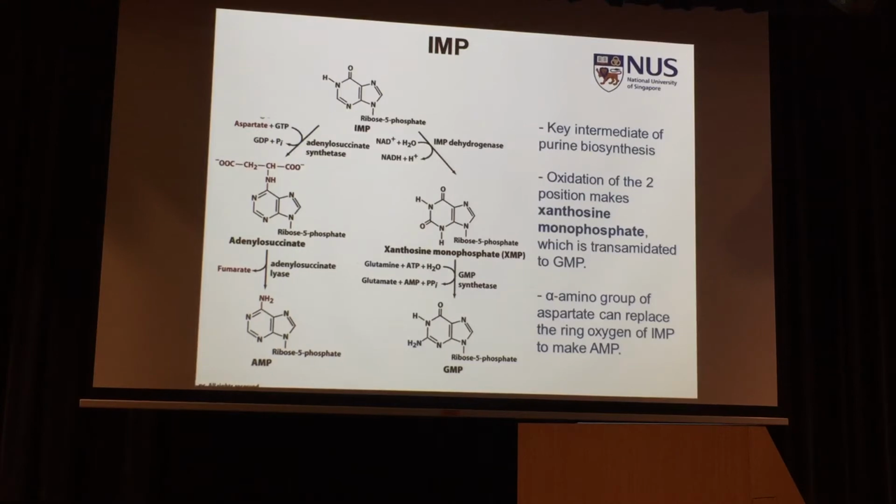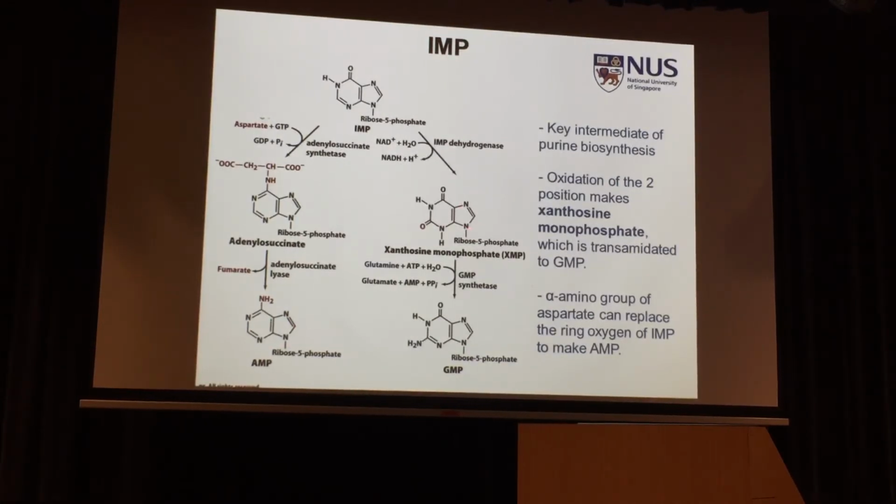If I ask you how this molecule can be aminated, you can give me a few options. You can show me a reaction of transamination, an aspartate reaction, or a glutamine reaction. Over here, the aspartate is added with GTP, and fumarate is removed over here. Finally, we get our AMP.